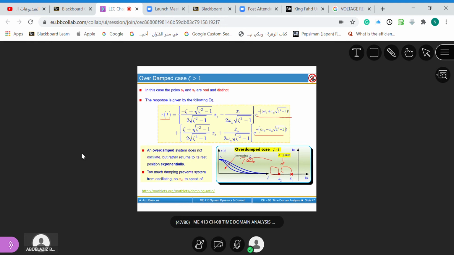An overdamped system does not oscillate, exactly like the critically damped case, but rather returns to its position exponentially. It is returning exponentially here because we have the exponential minus this term, the root. Too much damping prevents the system from oscillating, and there is no omega d to speak of here. Remember, this is the overdamped case.